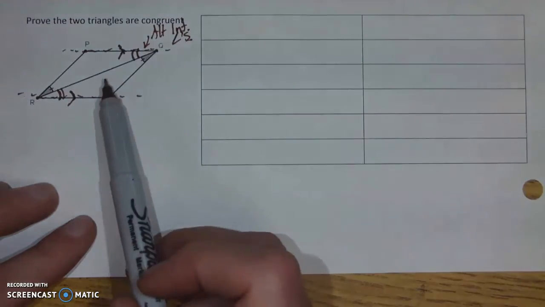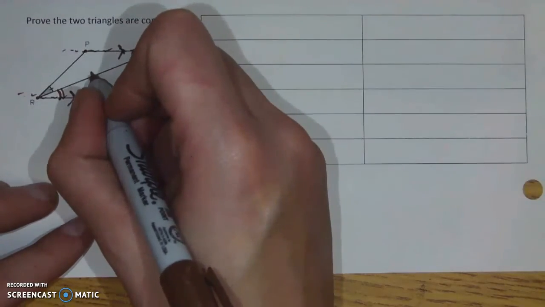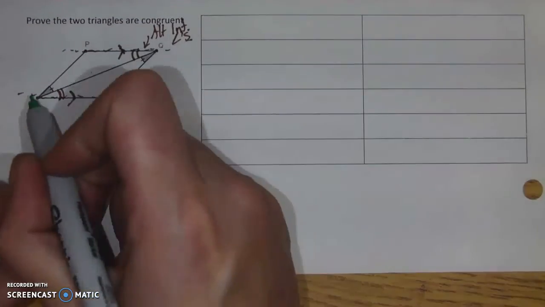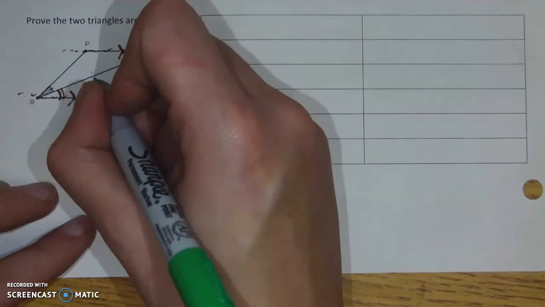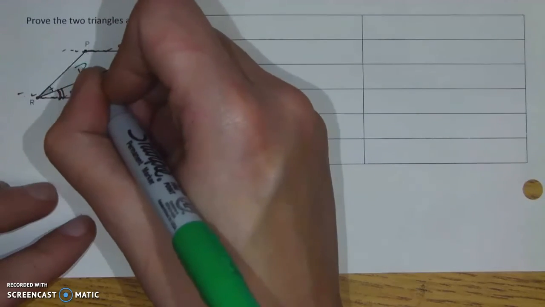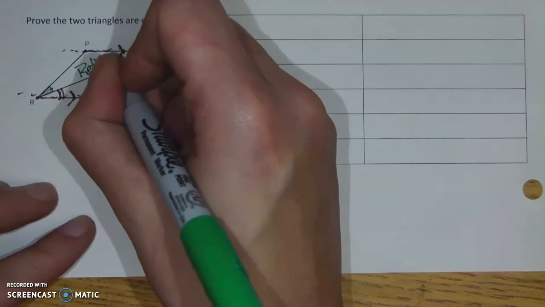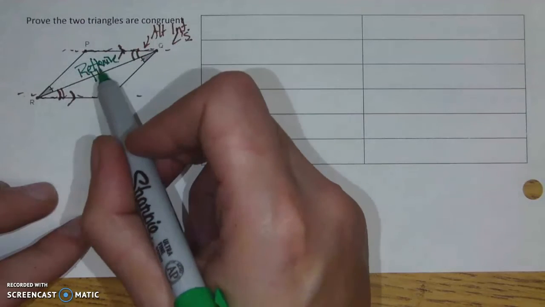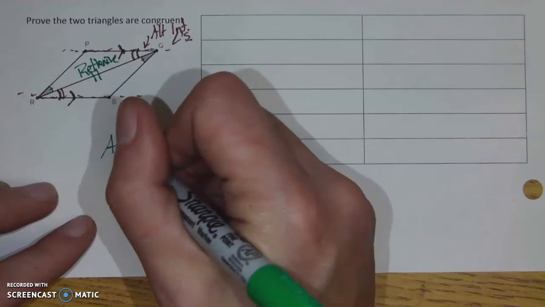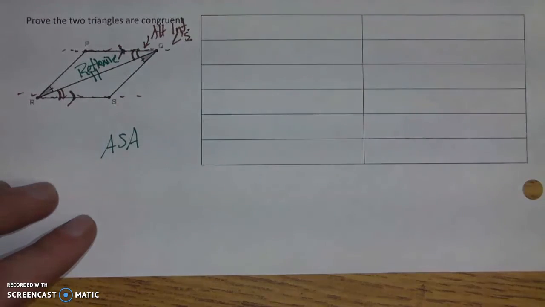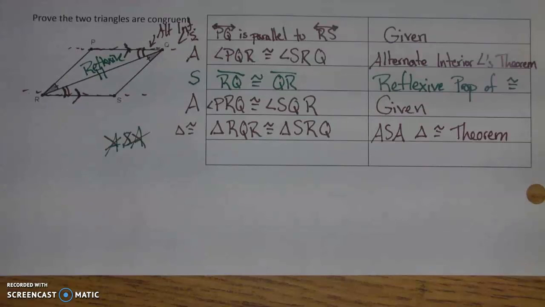And I'm also going to be able to say that this side is congruent to itself. RQ is congruent to QR because of the reflexive property. So I have angle, side, angle. And I can put my proof together. That leads us to this proof.